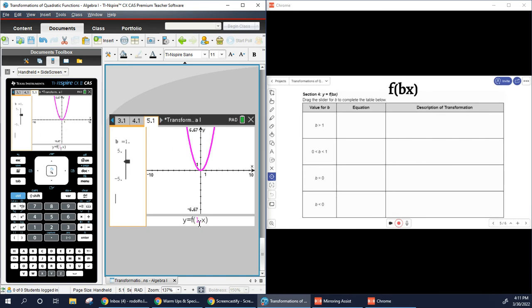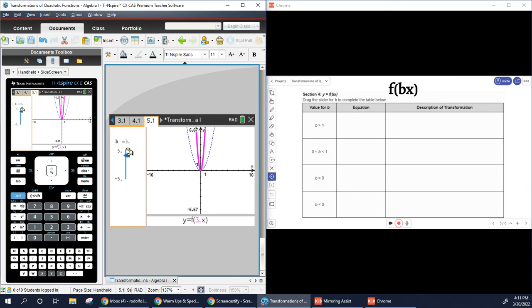Right now, we have a 1 inside, so it's just 1 times x. It's just the original one. It stays as it is. But as you start increasing this value, what's happening here as we're going up? It's going to look like the previous example. It's going to get narrower.